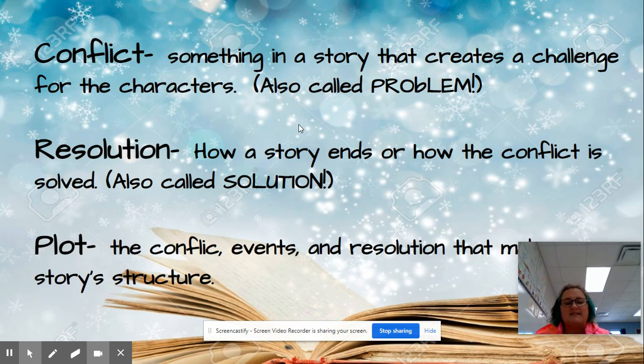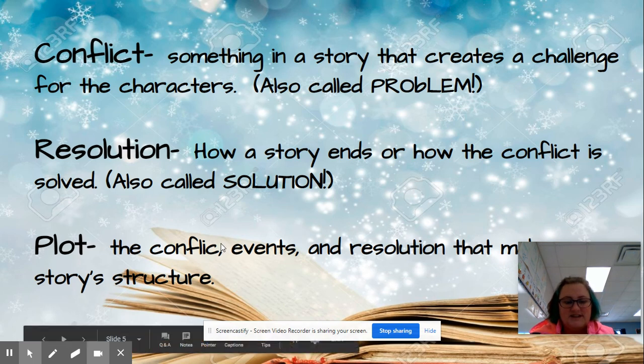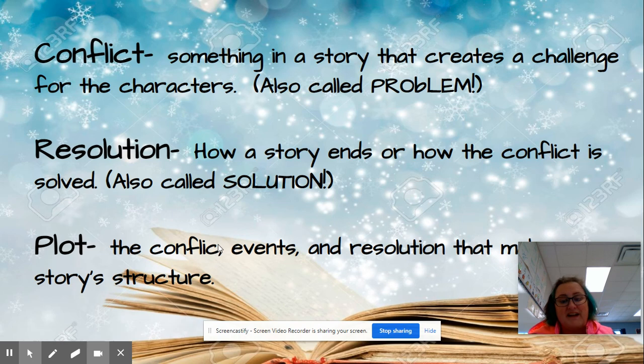Then you have plot. And Miss Huff just noticed this, and this is why you should always proofread your work and check it before you turn it in. I forgot the letter T at the end of conflict. But plot. So the conflict, events, and resolution that make up the story's structure. So it's everything that's in the story, the conflict, all the events, how the problem is solved. That's what makes up the plot.